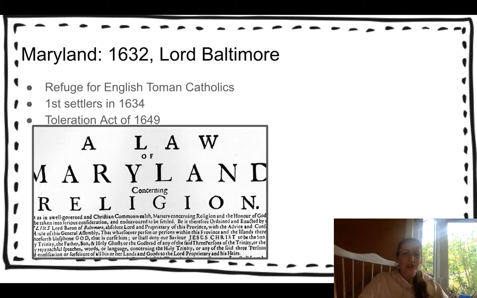Okay. Sorry. So the Toleration Act of 1649 came about because, just like in Europe, Protestants started coming to Maryland, and those same tensions between the religious groups were causing problems. So this Toleration Act said you had to have religious toleration legally for all Christian denominations.